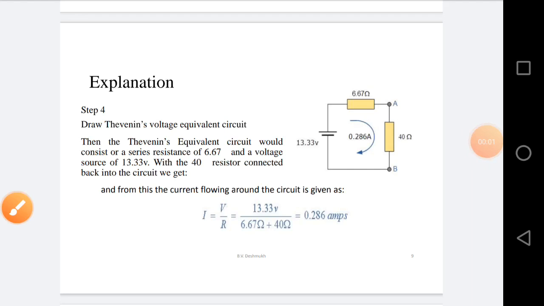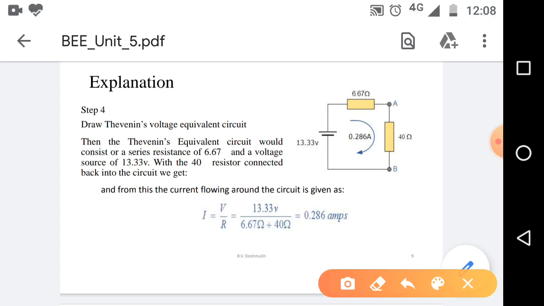Step 4, draw the Thevenin's equivalent circuit diagram according to the statement of Thevenin's theorem. According to the statement, any linear active bilateral network can be replaced by a single voltage source in series with a resistance across the load terminal. Here we have obtained Thevenin's voltage and Thevenin's resistance. These are connected in series across the load terminal of 40 ohm resistance. Now I want to find the load current IL.